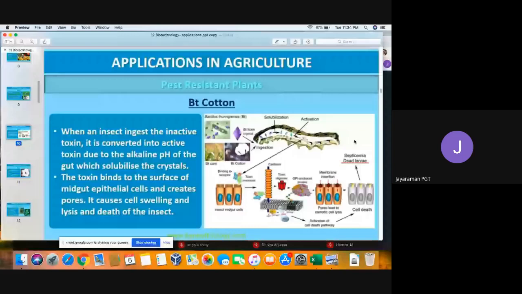So the mode of action we all discussed. The Cry gene gives a Cry protein. It's a crystalline protein. When ingested, it becomes soluble in the midgut region and makes pores in the epithelial cells and causes lysis, splitting of the cells. So that causes death of the insect, bollworms, corn bollworms. These are the corn borer. These pests can easily be controlled by using this BT toxin. So there is no need to apply pesticide in this method.